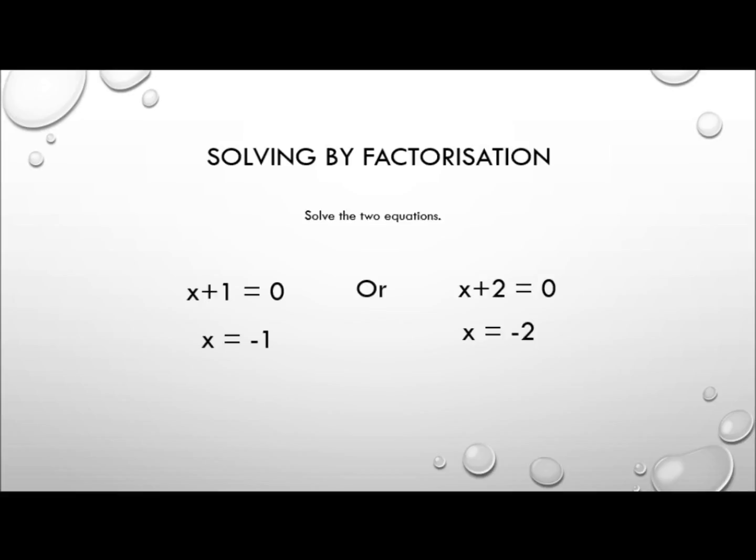All I've done is move the plus 1 over to the right hand side of the equation, so it's changed sign and become negative. Or else x plus 2 equals 0. And again, I'm just moving the 2 across the equals sign, so it becomes negative 2. So either x equals negative 1 or x equals negative 2.